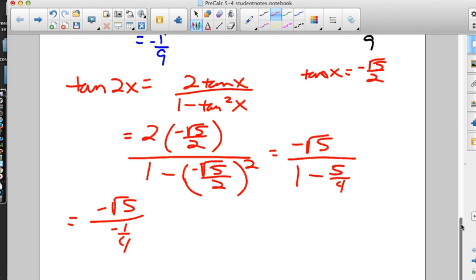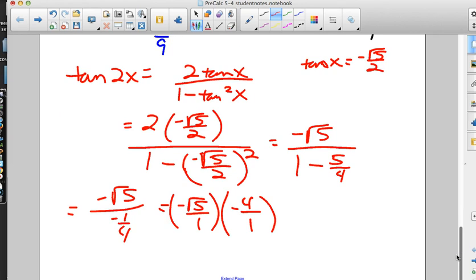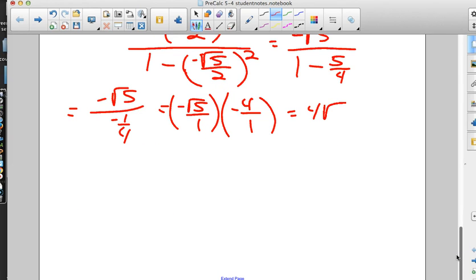And then we're going to have to multiply by the reciprocal. So negative square root of 5 over 1 times negative 4 over 1, which gives us a not so awful 4 square roots of 5.